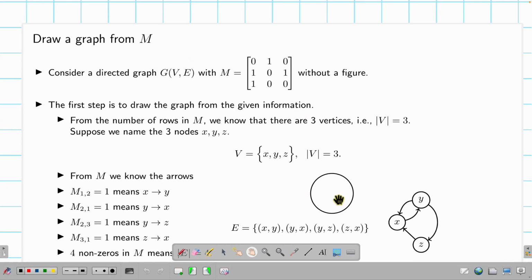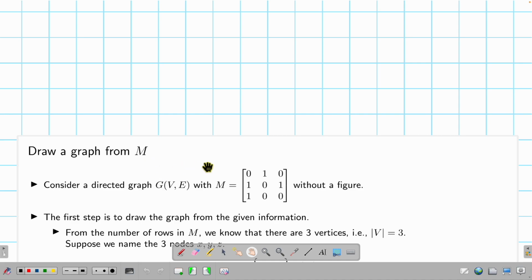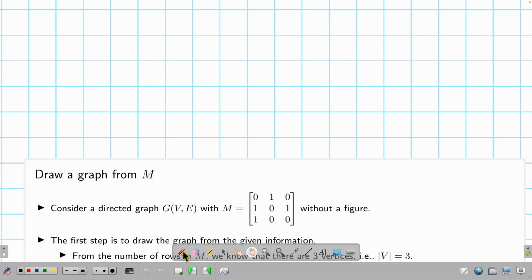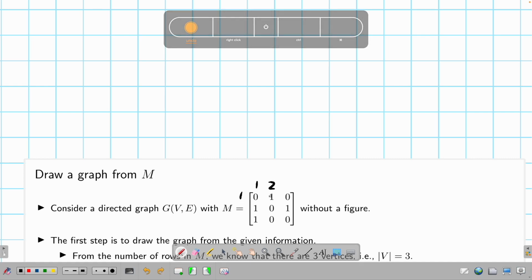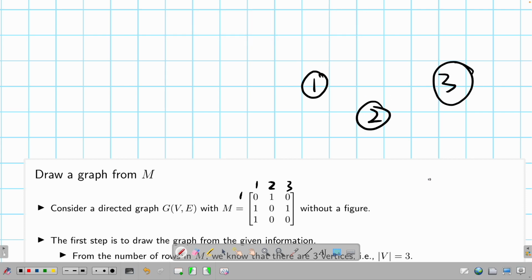So here is an example of how to draw a graph from an incidence matrix. I have this without a figure. So how do we draw it? This means 1 goes to 1 has nothing. This means 1 goes to 2 has a line. This means 1 goes to 3 has nothing. So you just draw 1, 2, 3. Okay, 1 goes to 2, right?